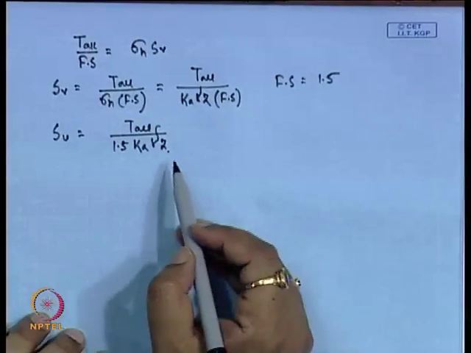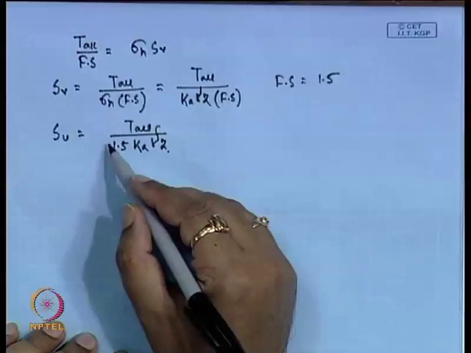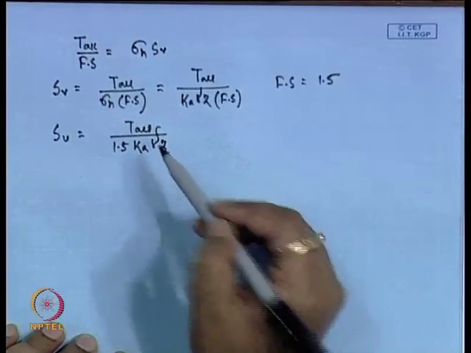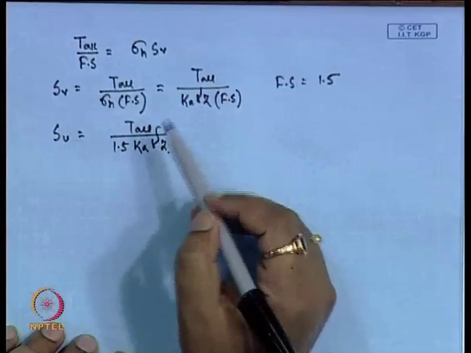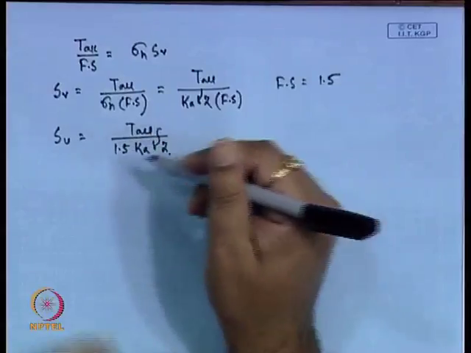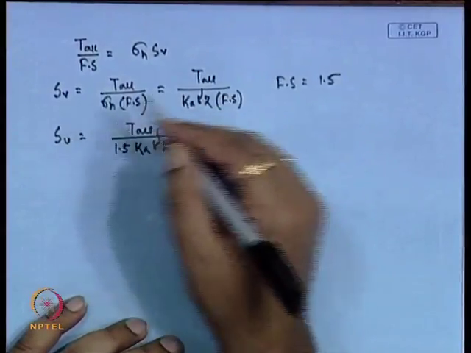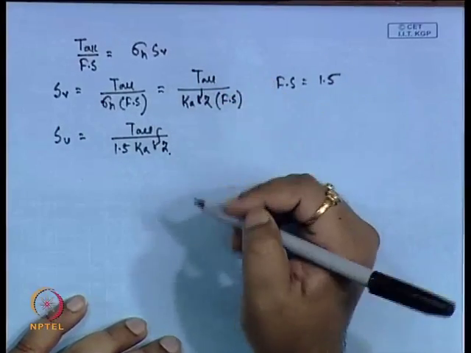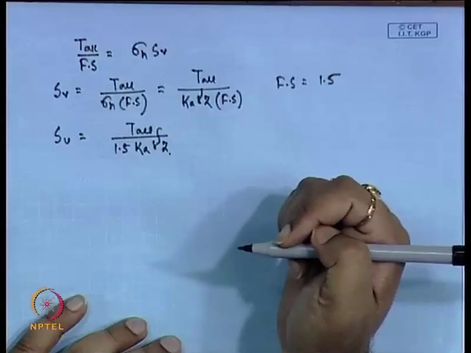So, we can see that if we keep all the other parameters constant, that is T allowable constant, K a constant and gamma constant, then this S b is inversely proportional to z. That means at the top the required spacing is more compared to the bottom, because it is inversely proportional. So, S b value is more at the top and it is less at the bottom.